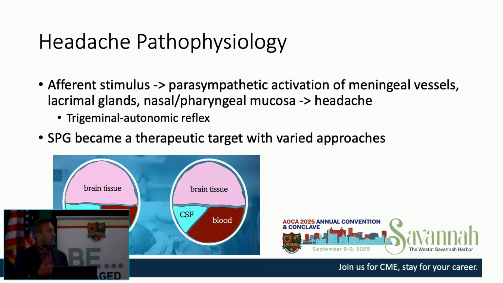So without going into a whole other talk on headache, with headache pathophys, you have an afferent stimulus, you have parasympathetic activation of meningeal vessels, lacrimal glands, the nasal pharyngeal mucosa, and you get a headache. That's why, in cluster headache and migraine, a major portion of the treatment paradigm is tackling vasoconstriction and trying to stop some of that vasodilation.